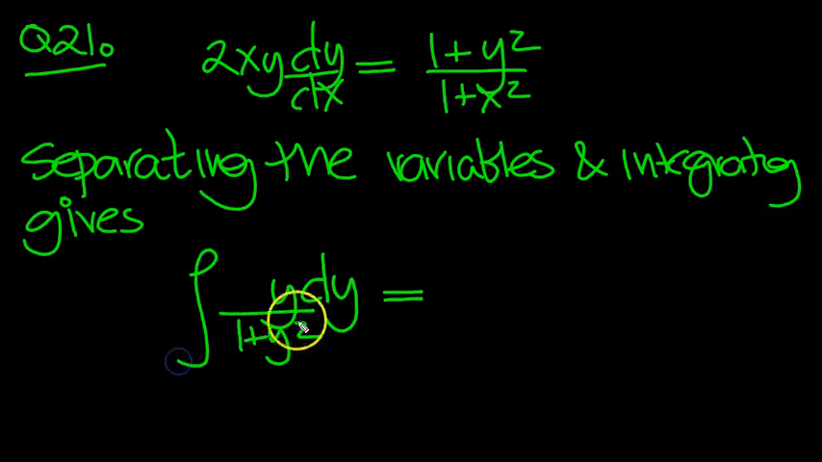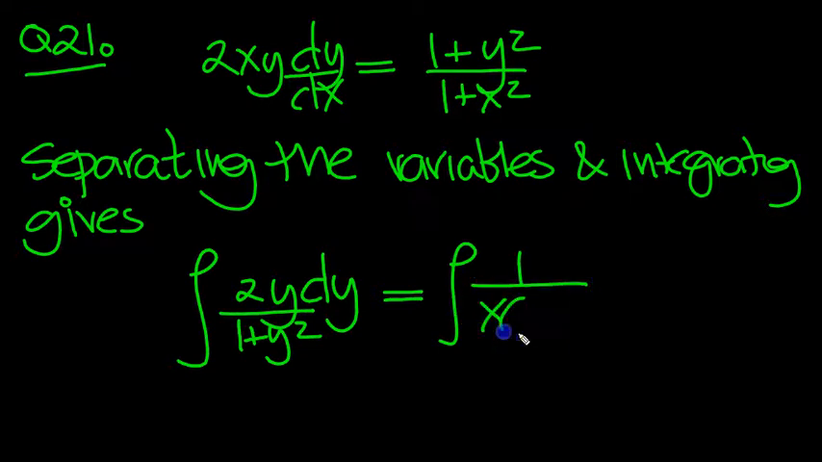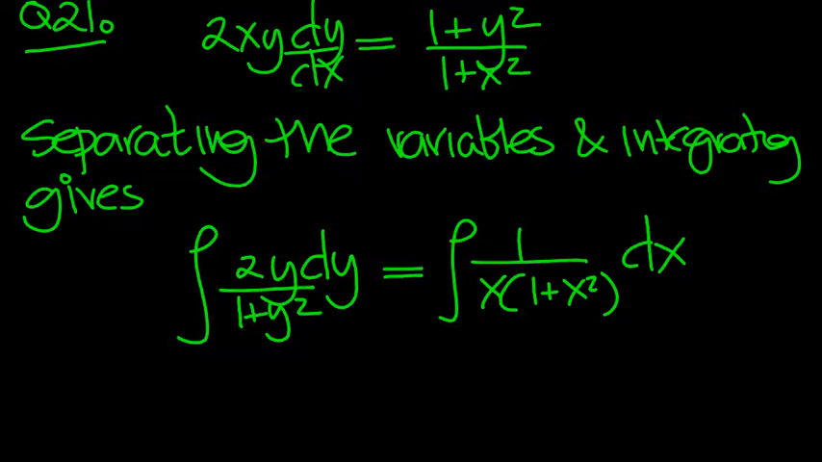So we can have that. The 2 can go with the x to be underneath the other side. Or we could leave the 2 here actually, and just take the x. So it's 1 over x(1 plus x squared) dx. Okay, so that's what we've got then. That's fine. The 2y stayed where it was, and the 1 plus y squared came underneath to be with the dy. The x moved underneath to be with the 1 plus x squared, like so.